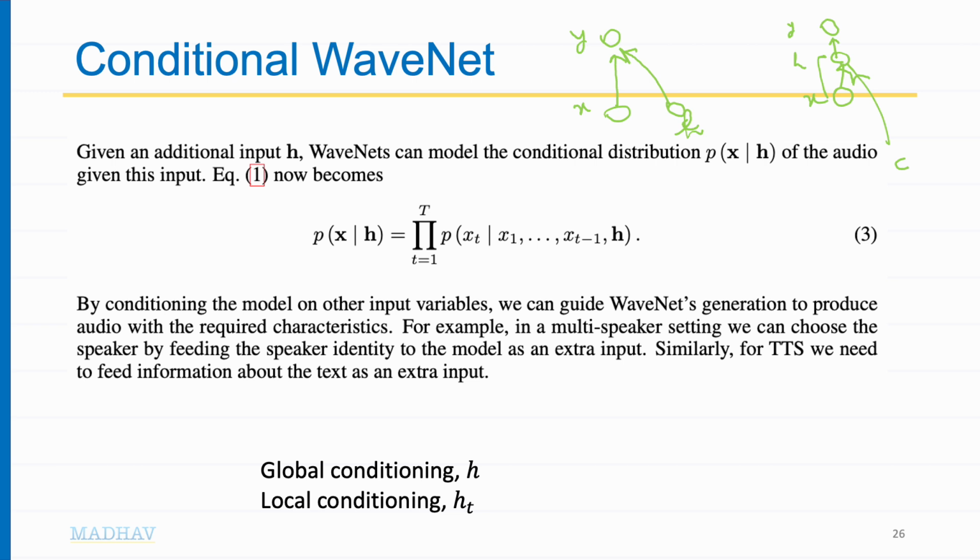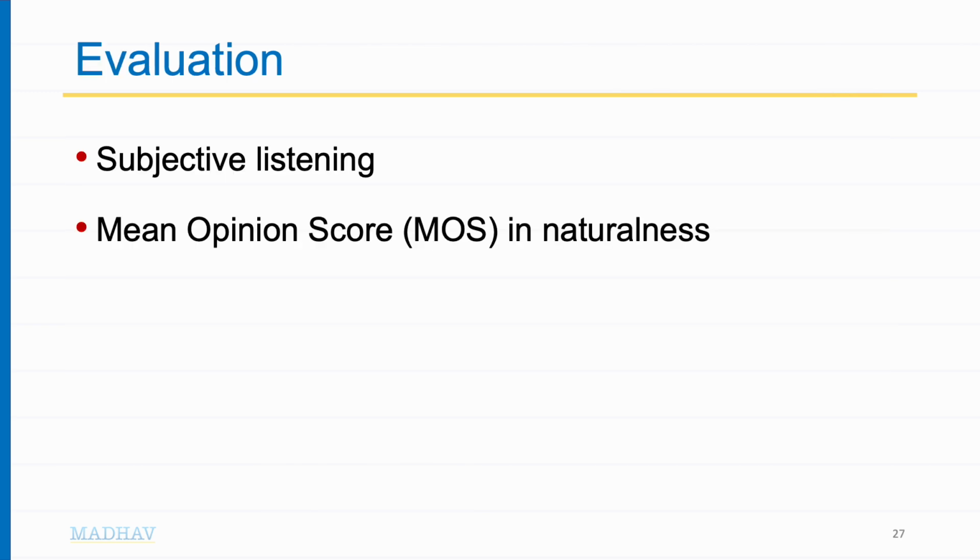Right? So it's not from text directly. WaveNet does not convert text to speech. It converts text to some features, which are temporal features at sample level, and then from there it converts to waveform. How do they evaluate?